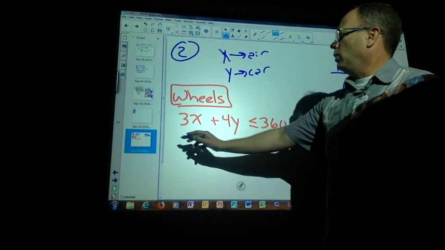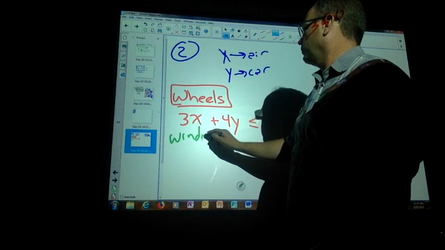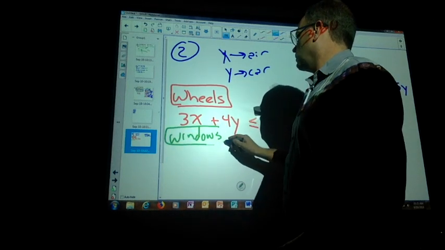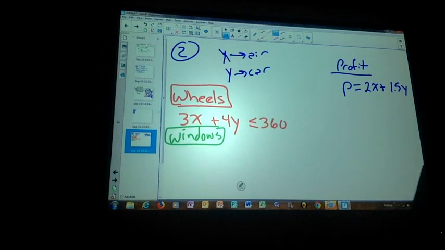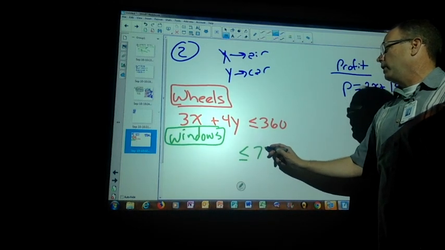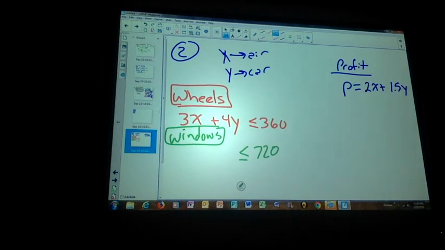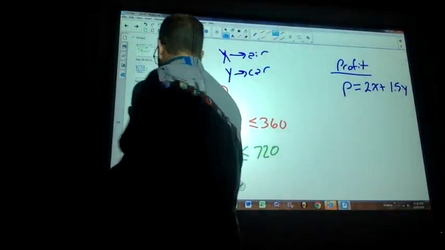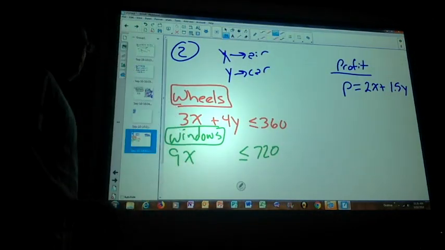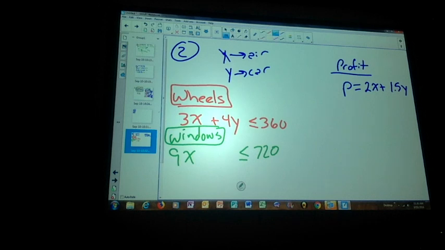Windows. Okay. So we'll do this one in green. All right. How many total windows do we have? 720. So I can't go over 720 windows. Now, again, we're assuming that we're using the exact same window for the car and the airplane. I know it's not real life. Just go with us on it. So how many windows are on an airplane? 9. We're reading. How many windows are on a car? 4. Okay.